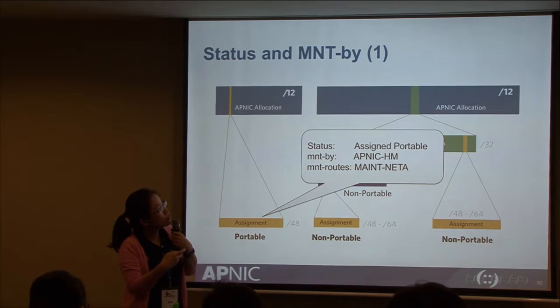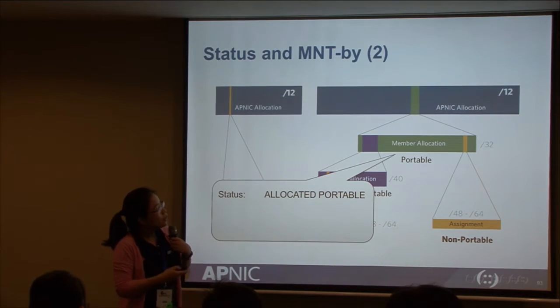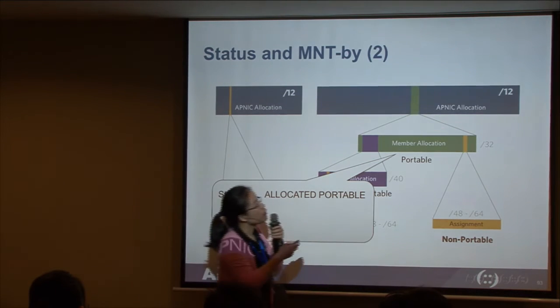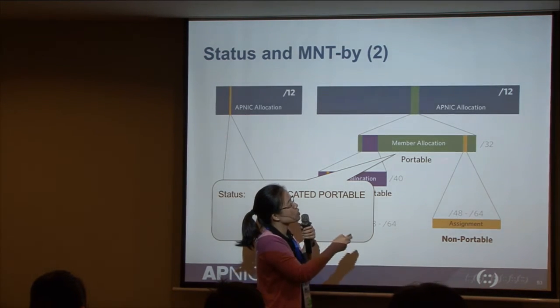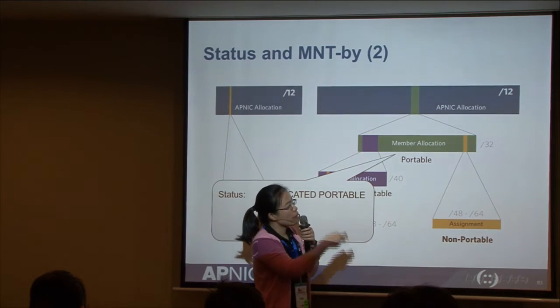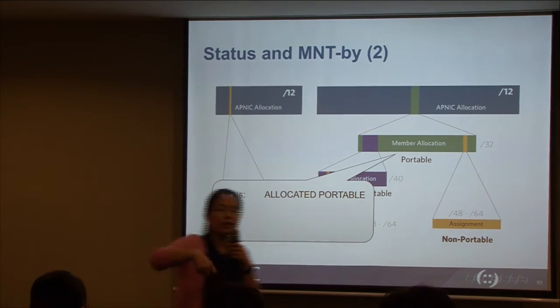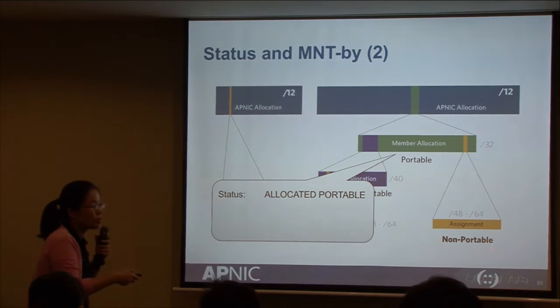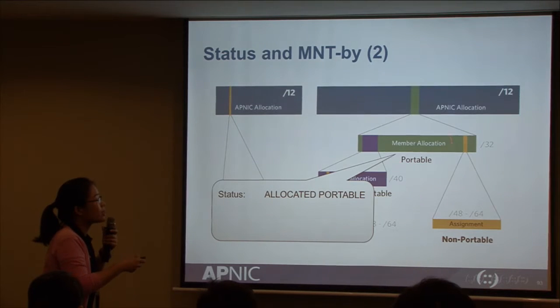And then continue for the one we have seen, the member allocation. You can see for this large block, for this /32, it is used for the further delegation. Then we will create the small blocks. You can see we need to create the small blocks, but the name is allocation portable. This is without problem, yes, because this is for further distribution and is directly from APNIC.